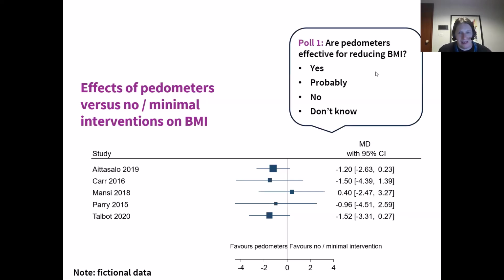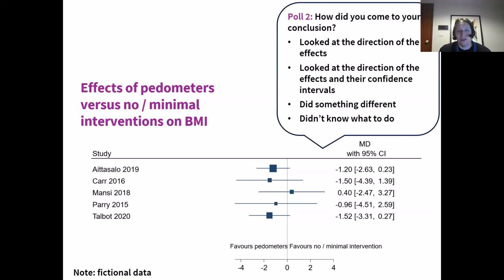What I'm going to do now is move on to the second poll. The second poll is, how did you come to your conclusion? Oliver has launched that, so you should have that now. The response options are that you looked at the direction of the effects, you looked at the direction of the effects and their confidence intervals, you did something different to that, or you didn't know what to do.